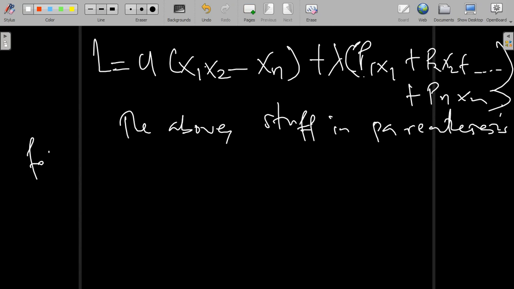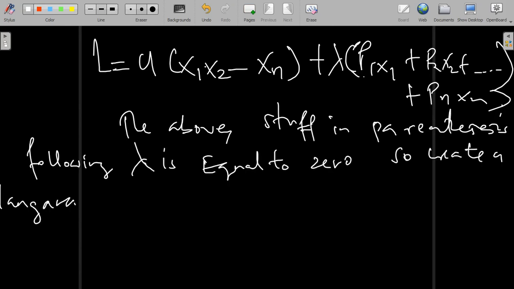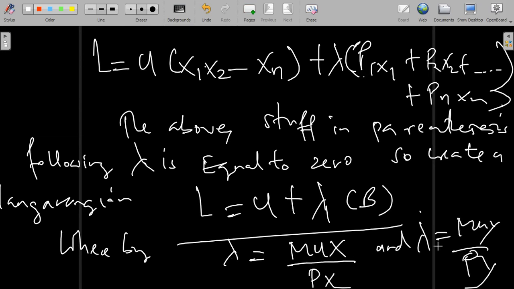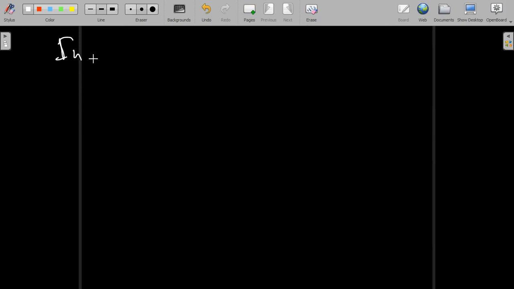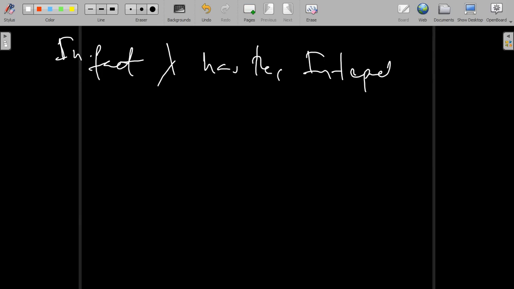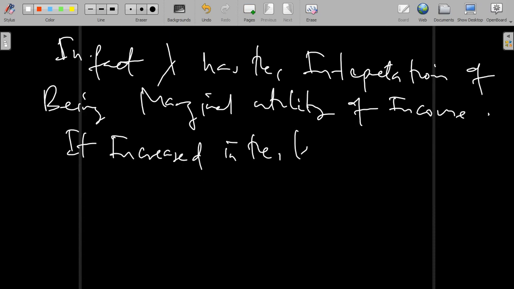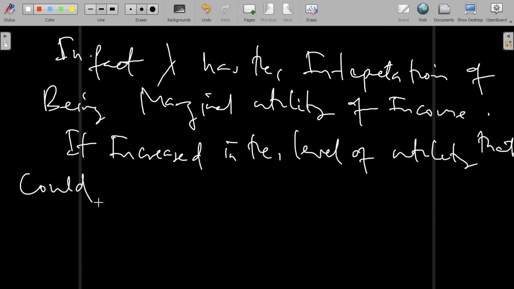So the above can give us the Lagrangian formula that we apply, where the derivative with respect to lambda is equal to 0. We can write our Lagrangian as L = U + lambda times the budget constraint, whereby lambda, the marginal utility of income, is given by the marginal utility of x over Px and the marginal utility of y over Py. So in fact lambda has the interpretation of being the marginal utility of income. It is the increase in the level of utility that will be achieved if income were to increase by 1.